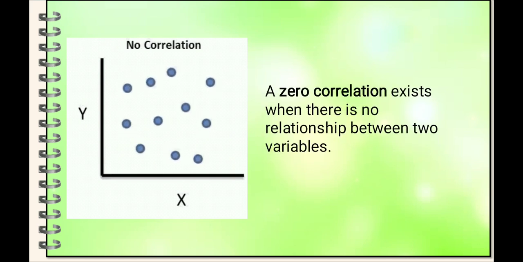A zero correlation or no correlation exists when there is no relationship between two variables. For example, there is no relationship between the amount of tea drunk and level of intelligence.